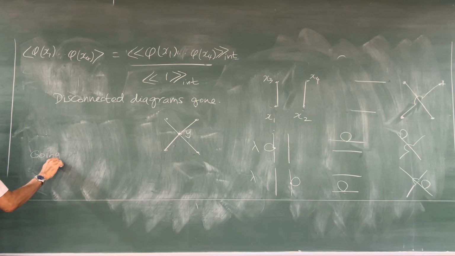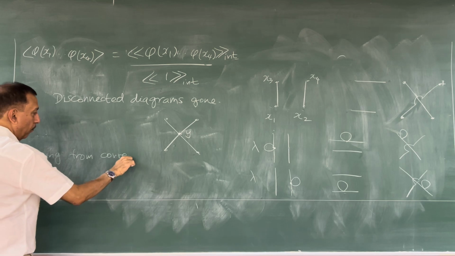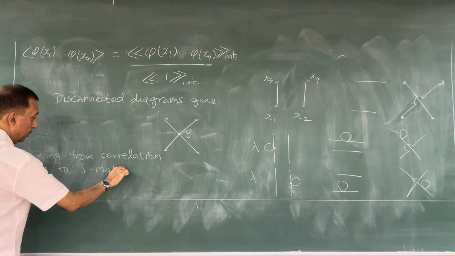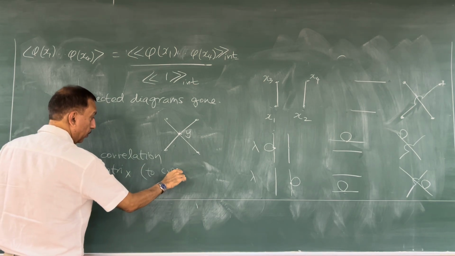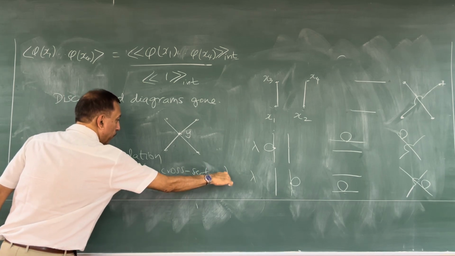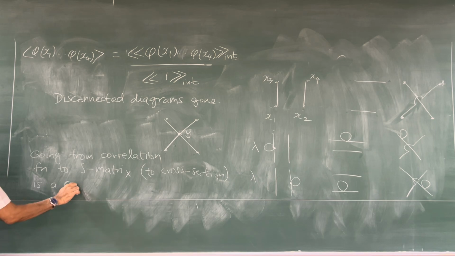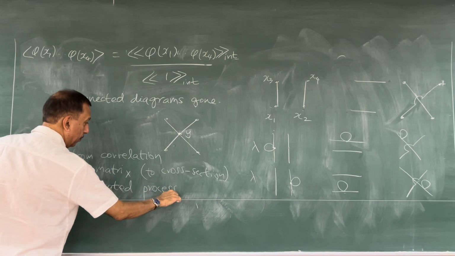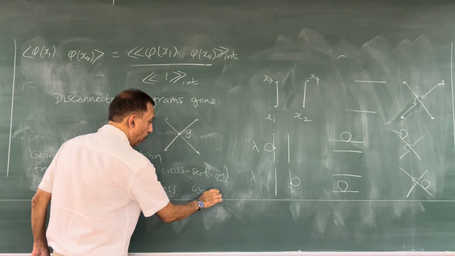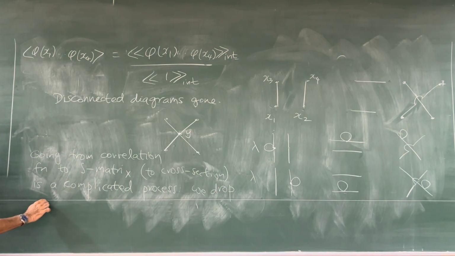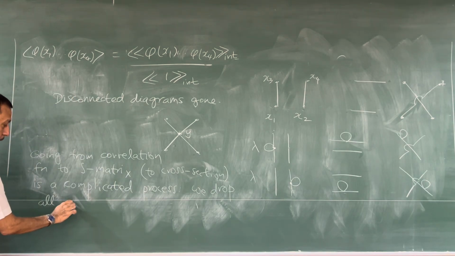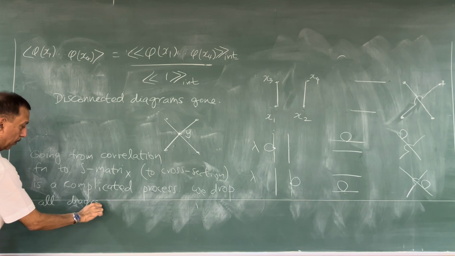going from correlation function to the scattering matrix, S matrix, and from there to the cross section. These are measurable quantities, is a complicated process. But the important thing about this process is, in this process we drop all, well, I don't know what to call them. There should be a good word and it's not coming to my mind. We drop all those diagrams there. All diagrams. Maybe I can call them reducible.